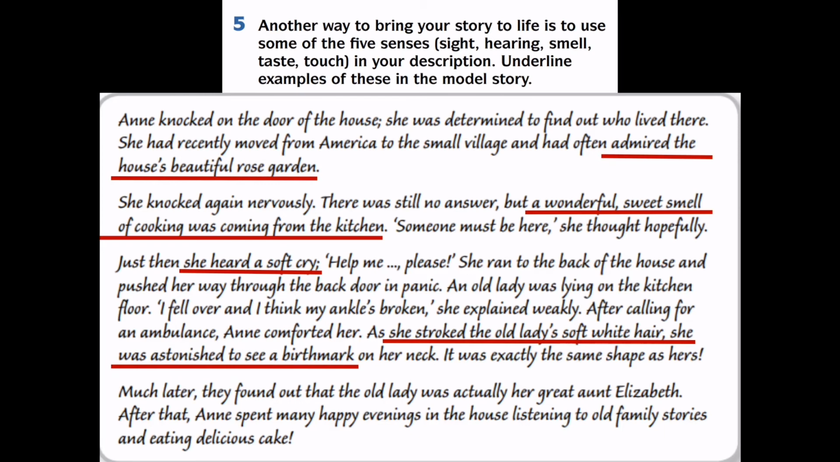Okay, she was astonished to see a birthmark. See a birthmark, sight. Another one. Okay, and then in the house, listening to old family stories. So again, hearing. And the last one, eating delicious cake. Touch.